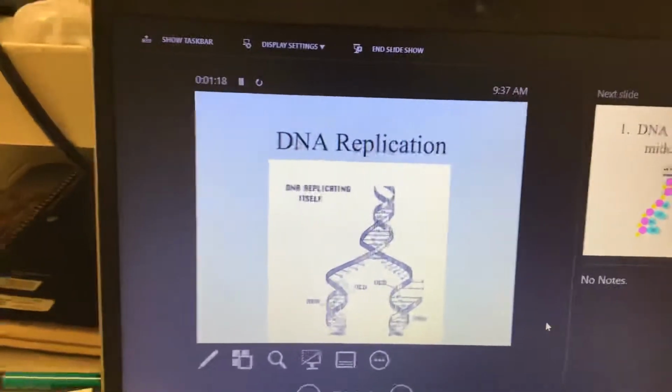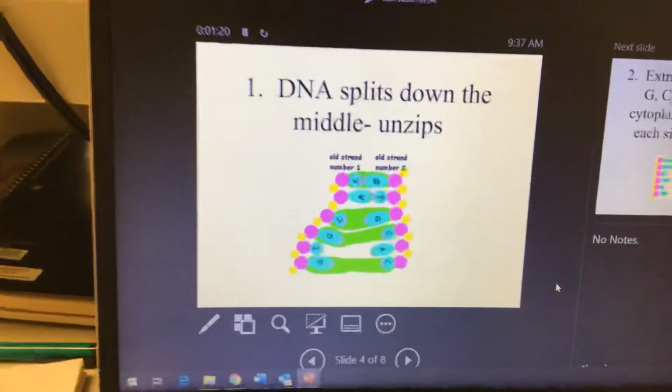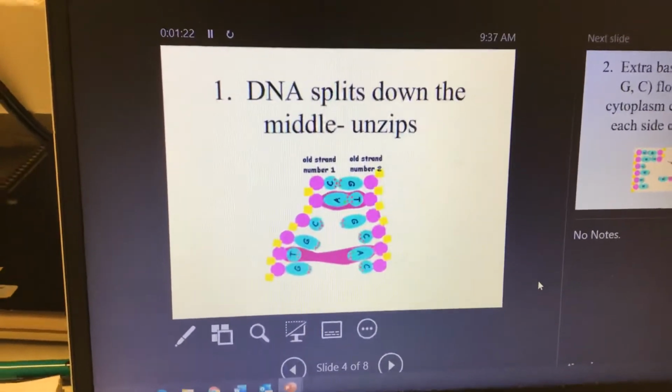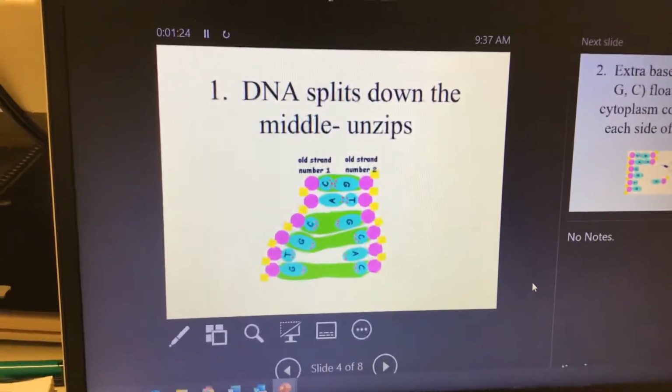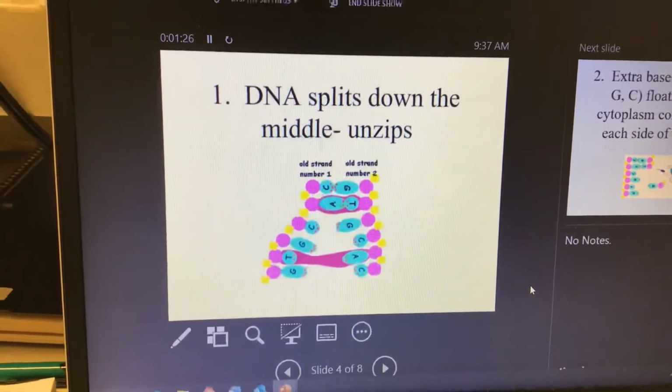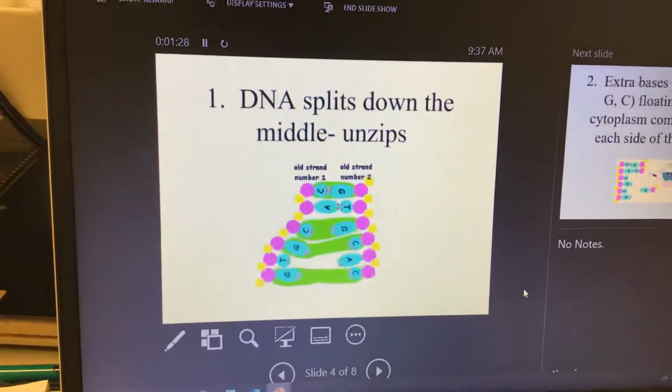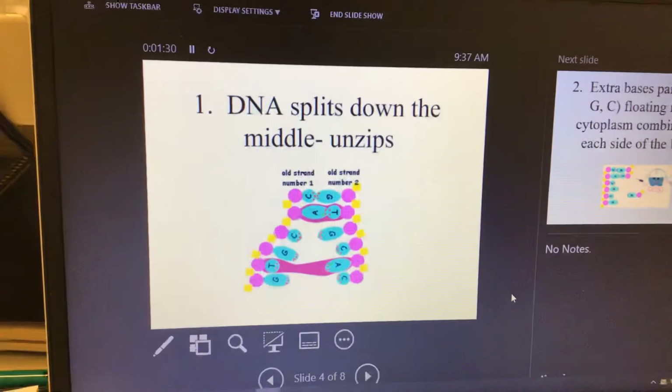And here are the steps. Step 1. DNA splits down the middle, or unzips. DNA splits down the middle, or it unzips.